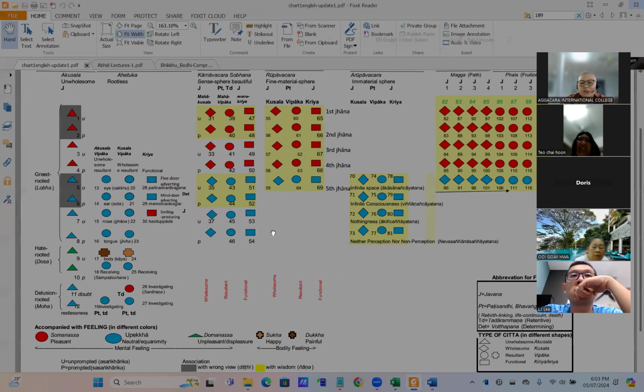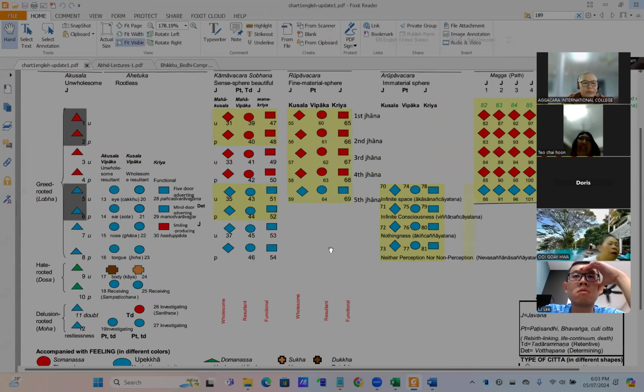Now, this chart is good for those who want to learn Abhidhamma in a pictorial way, by picture. Akusala is the first one, and then this one is the eye akusala vipaka, and eye kusala vipaka. Then you can see there are two eye consciousnesses here. One is akusala vipaka eye, another one is kusala vipaka. So how do we differentiate between number 13 and 20?